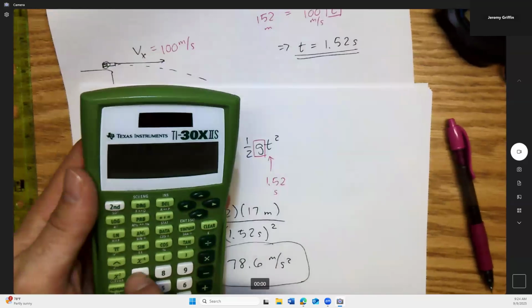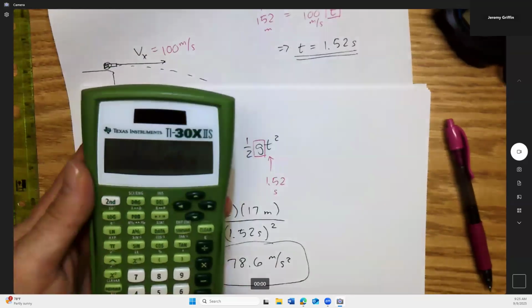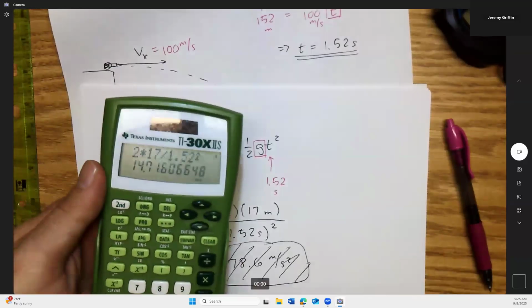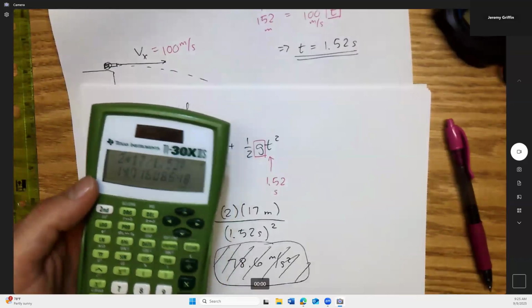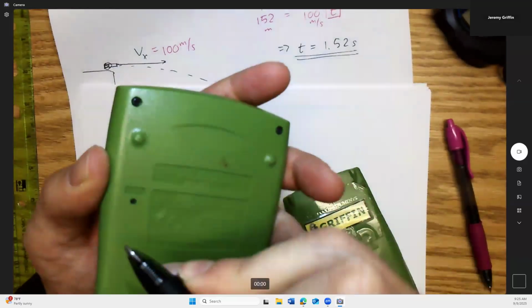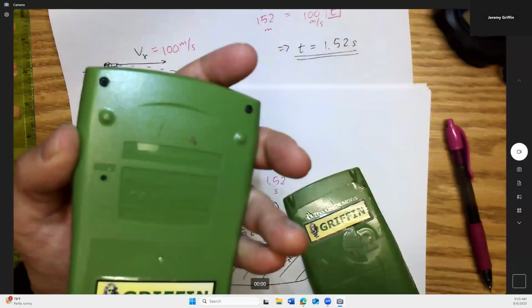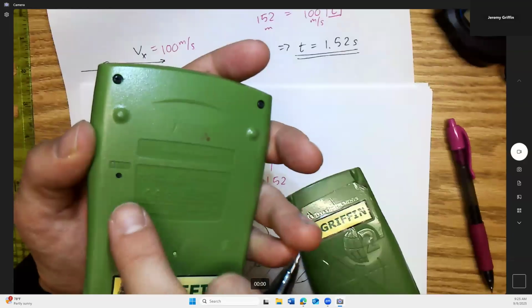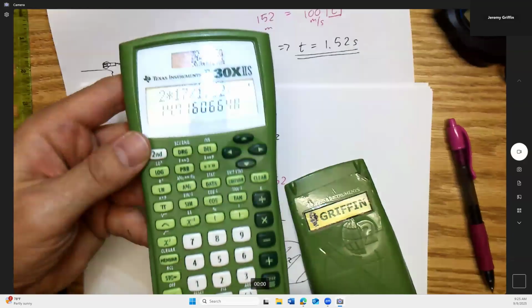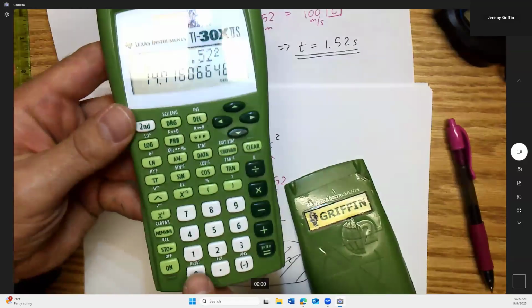2 times 17 over 1.52 squared. Yeah, that's totally different. Okay. Like 1 in 10,000 times this calculator freaks out. Most of you guys do have a reset button on the back, so you just go pop that. There are a few calculators that do not have the reset button. Although you can do second zero. Maybe I should have tried that. You can do second zero to reset it that way.